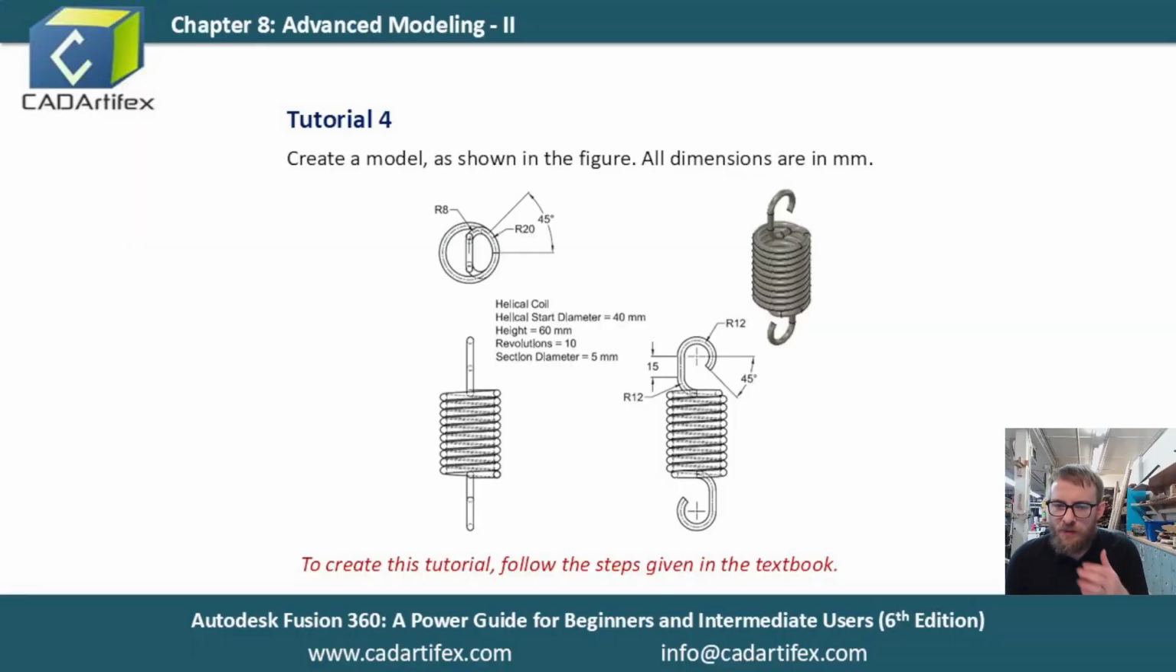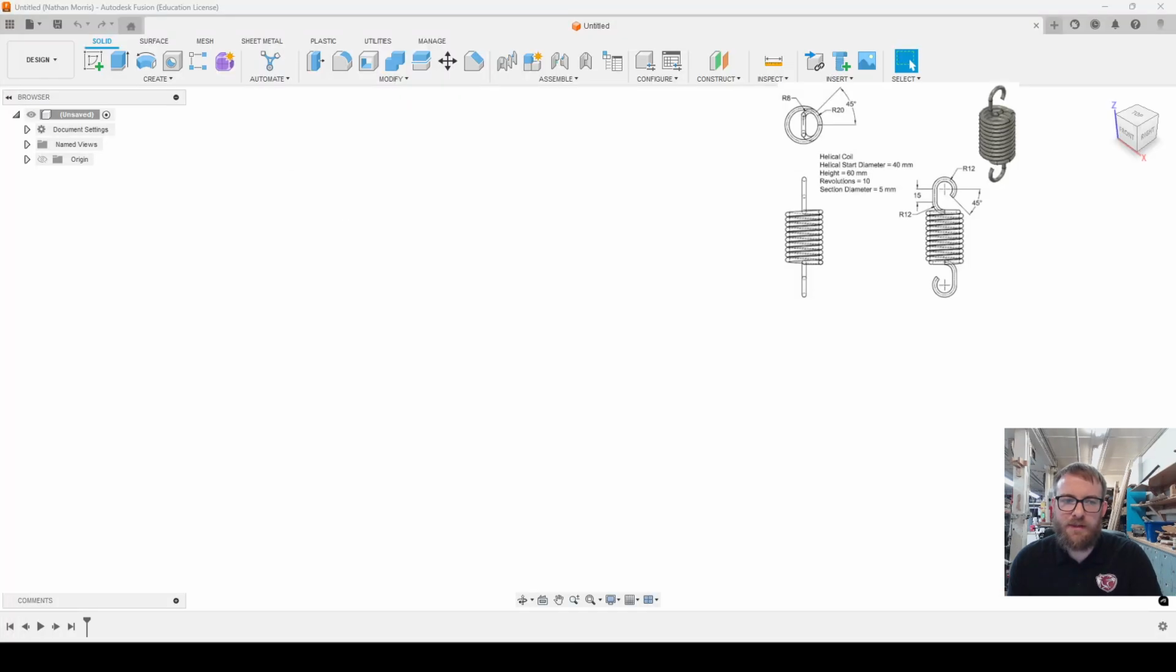Today we are in Chapter 8, tutorial number 4. So we are making a spring. We're going to use the coil command to make the coils, the round part, and then we're going to use some sketches and sweeps to make the hooks. So with that, we'll go ahead and jump into Fusion.